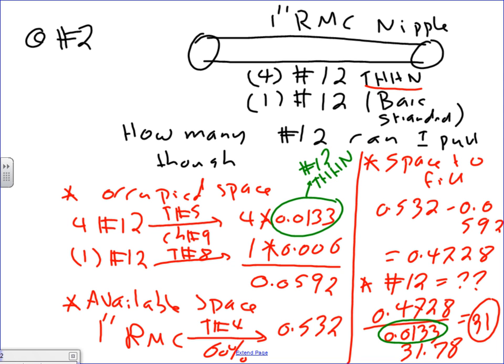Any question, guys, about this? If I ask you how many number 1 aught you can fill, RHW instead of THHN, you go to the cross-sectional area of RHW and divide the available space by it. So you really have a few steps. First, find the occupied space for all the conductors, find the available space in the conduit, then subtract the occupied space from the available space. That will give you the leftover space to fill. Then you divide this space by the conductor cross-sectional area, and that will get you how many conductors you can fill.